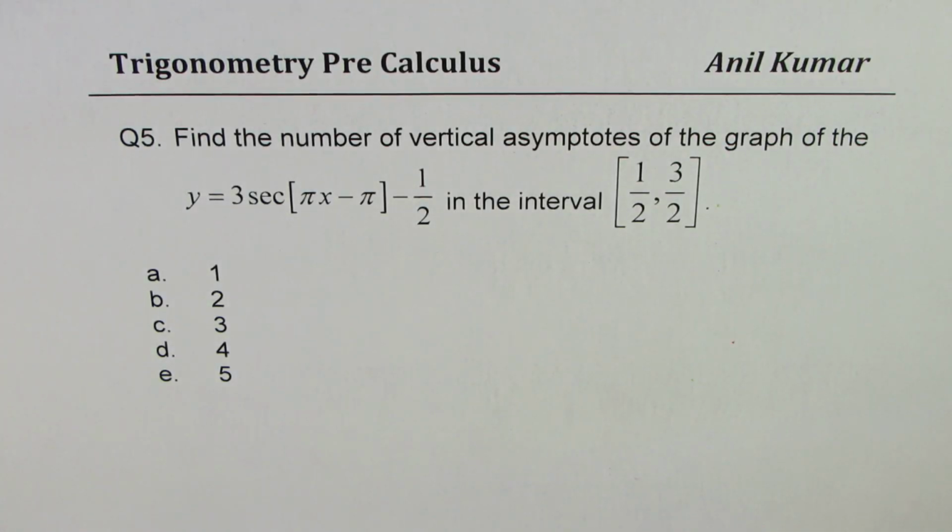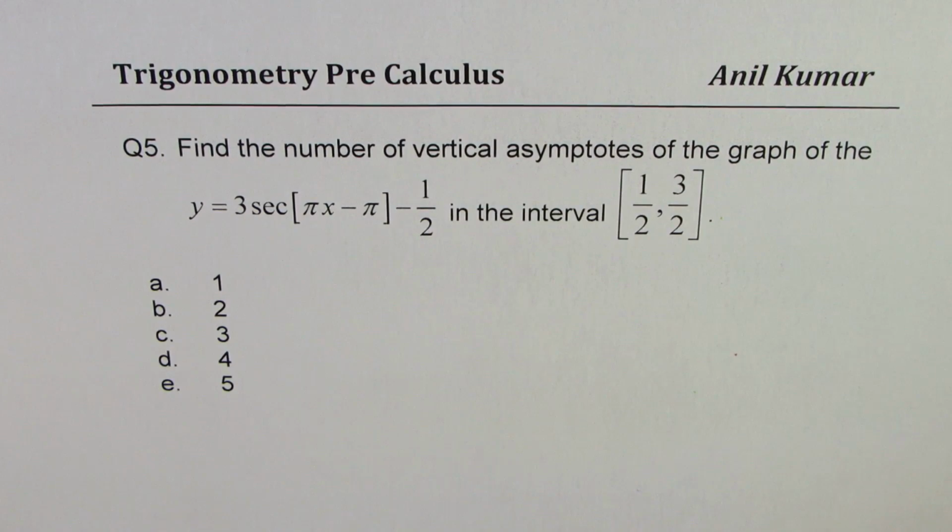The last question here is, find the number of vertical asymptotes of the graph of 3 secant (pi x minus pi) minus half in the interval half to 3 over 2. All right, so these are 5 questions for you to work on. So once you're done, look into my solutions. We'll begin with the solution for question number 1.